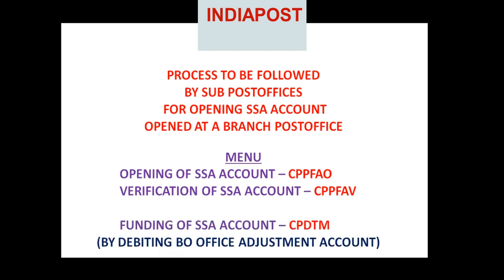In case of SSA, funding will be done through menu CPDTM by debiting BO Office Adjustment Account. BPM is using RICT device to open SSA account, and when he is opening the account, the amount will be parked in BO Office Adjustment Account. That is, the amount will be credited to BO Office Adjustment Account. In sub offices, they will be debiting this BO Office Adjustment Account and open the SSA account. Now let us see how this is done in Finacle.